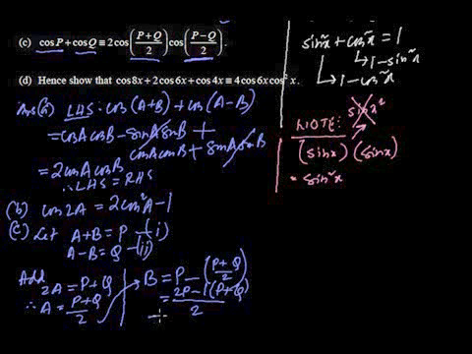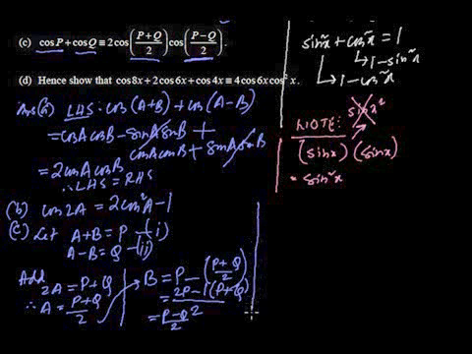So if we remove the bracket, 2p minus p is going to be p, minus into plus q is going to be minus q. So we are going to get (p minus q) divided by 2. So now we have the value of a and the value of b.